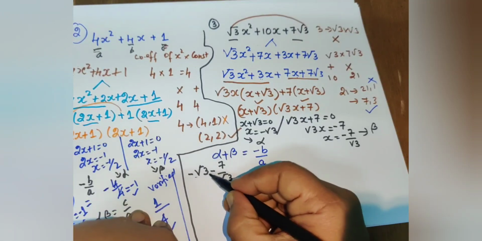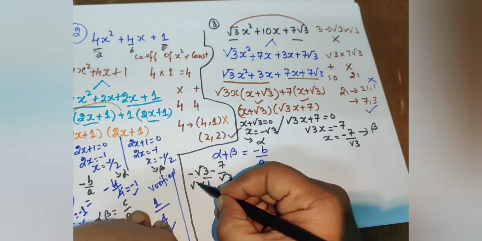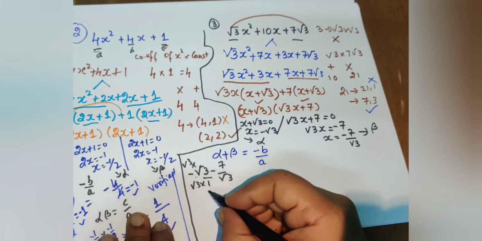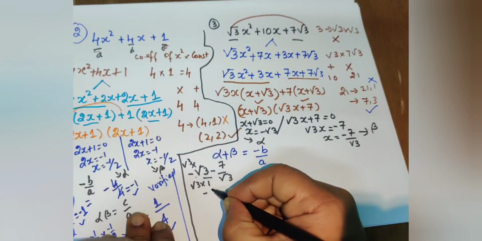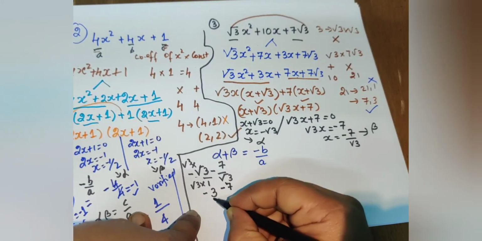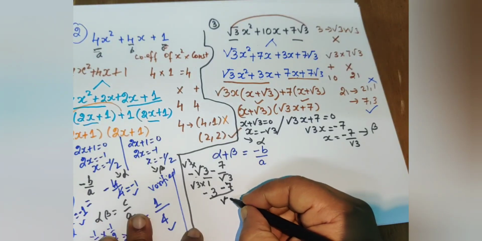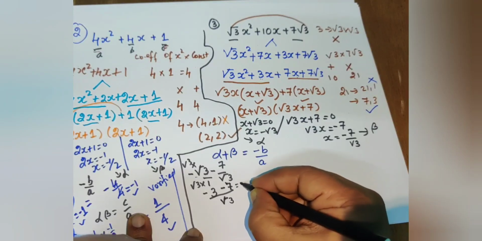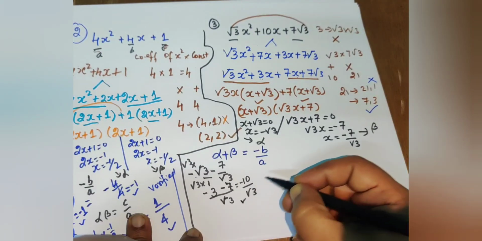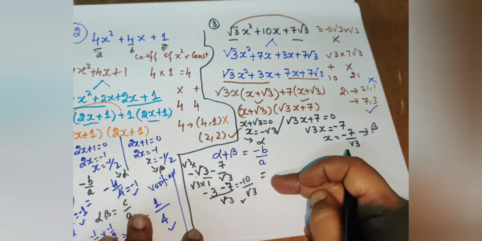So what is the LCM? Since the LCM is root 3, we have to multiply here by root 3 and here also root 3. So root 3 into root 3 is nothing but 3. So negative is there, minus 3 minus 7 divided by root 3, which is equal to minus 10 by root 3. According to our answer, our result is minus 10 by root 3. Let us check whether we are getting the same answer here also or not.